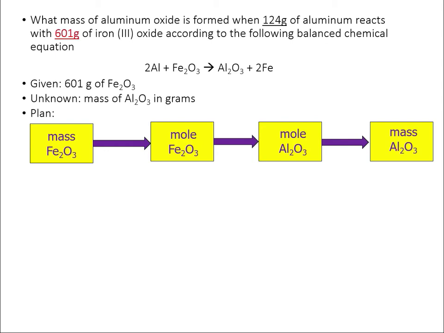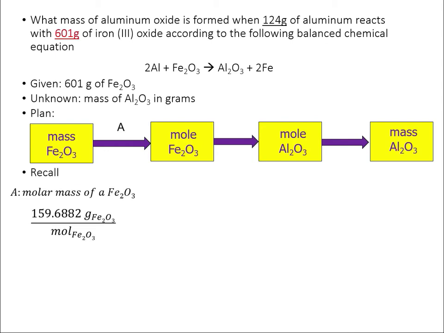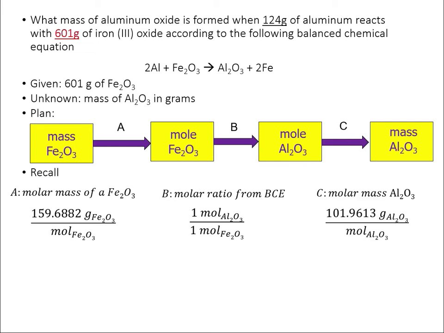For step A, we need the molar mass, but this time we need the molar mass of iron oxide. Hopefully I calculated that right, and I get 159.6882 grams per mole. Then step B, we're looking at iron oxide to aluminum oxide, and there's a 1-to-1 ratio there. And for step C, it's the exact same as the previous example, because we're going from moles of aluminum oxide to mass.